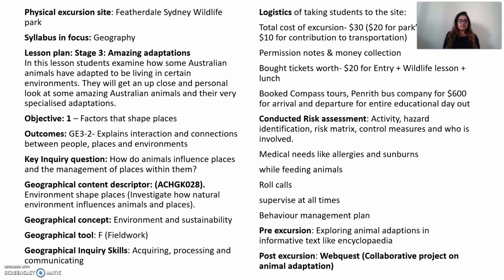Before going to this site, a pre-excursion activity of exploring animals from an encyclopedia book was conducted, which supports their prior knowledge and promotes scaffolding of the topic. The post-excursion activity is a WebQuest, which is a collaborative project on animal adaptation.